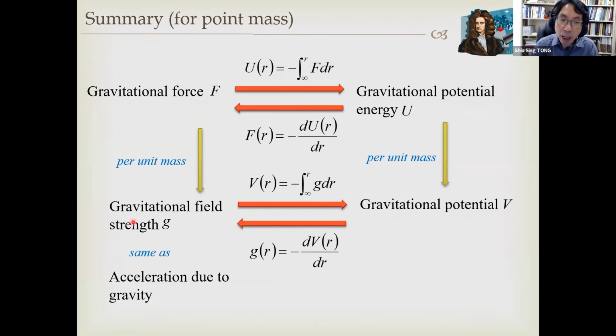And bear in mind that the reason we use the symbol G is because the gravitational field strength is the same as the acceleration due to gravity at that position.